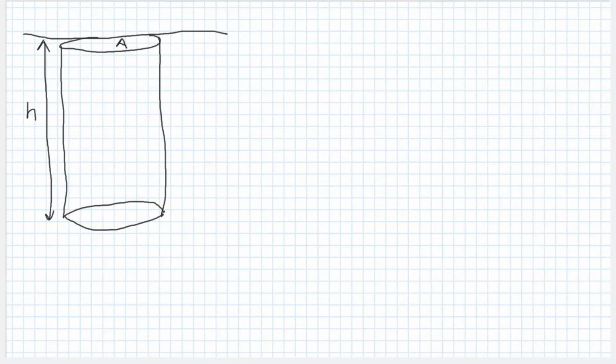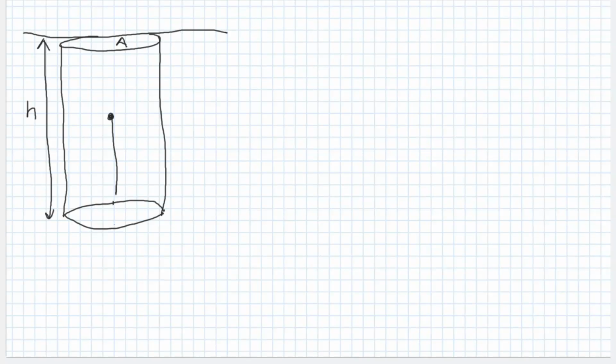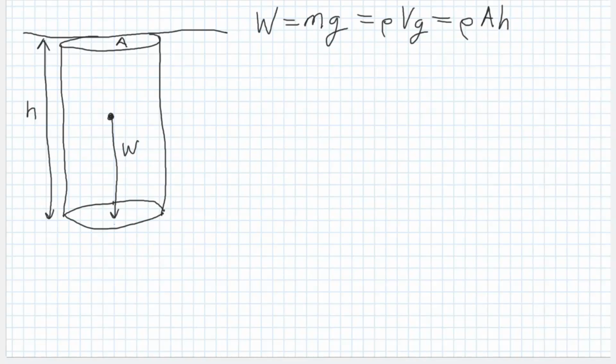Now we can use this to find a relationship between the depth you are in the fluid and the pressure you feel. So let's assume that our cylinder has a weight that's pulling it downwards, and we know that weight is equal to mass, the mass of the cylinder, times the acceleration of gravity. And we can expand mass out by saying we have the density of the cylinder times the volume of the cylinder times gravity. And we can expand the volume out further by saying the cross-sectional area times the height of the cylinder is the volume. Okay, so we have all these terms which tell us something about weight.